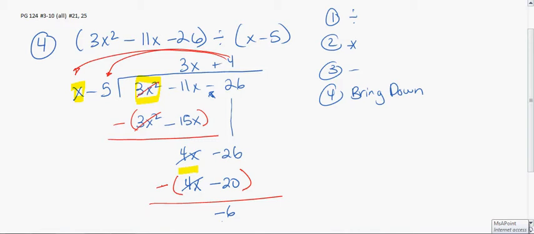Last step after subtracting is to bring down, but we'll see there's nothing left to bring down. The last term is a negative 26. I already brought that down. So now it's time to write my answer. And remember to write my remainder as a fraction. So my answer is 3x plus 4 plus a negative 6 over x minus 5. If you want to write that one as 3x plus 4 minus 6 over x minus 5, that's fine. That would work too. Either one will do.